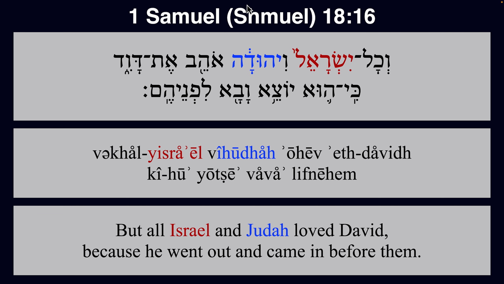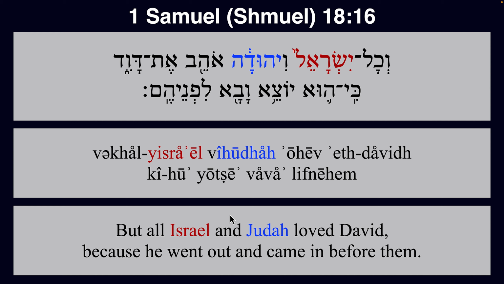Now coming to the time of 1 Samuel chapter 18, where David had just defeated or killed Goliath, and all people were really after David. They loved him. It says here, but all Israel and Judah loved David. V'chol Israel v'Yehuda ohev et David. They loved him, all Israel and Judah. Why are these two mentioned?